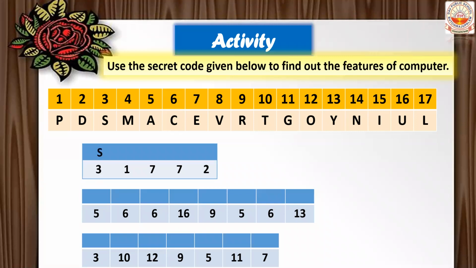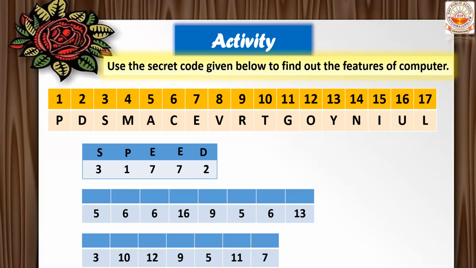It is S. Okay. Now the next, in the next block, 1 is given. So under 1, which letter is there? It is P. Very good. Next, number 7. So under 7, what is the code? E. Very good. Again 7. See the code? It is E. Then 2. What is it, children? Is D. So what is the feature here? The speed. So the speed is the feature here.